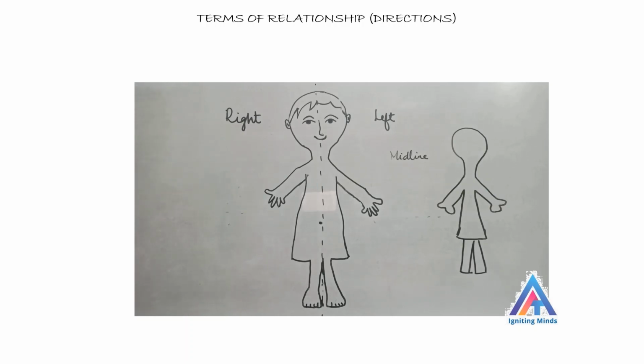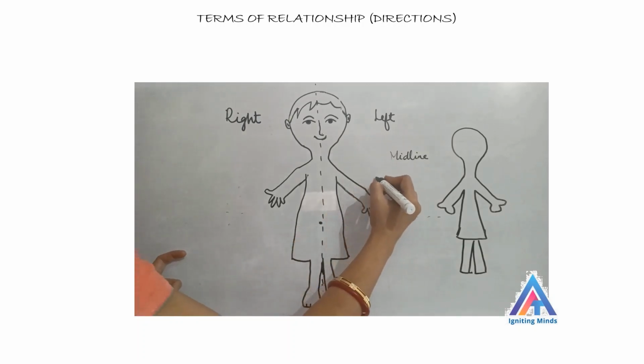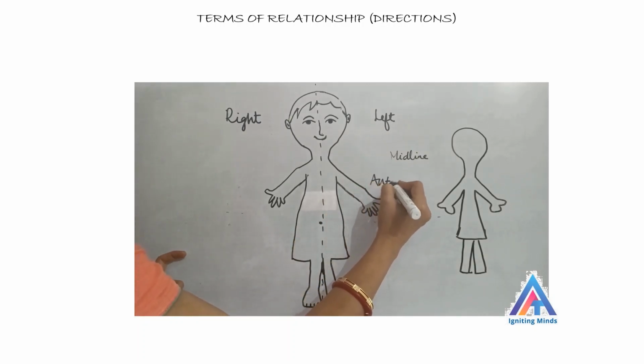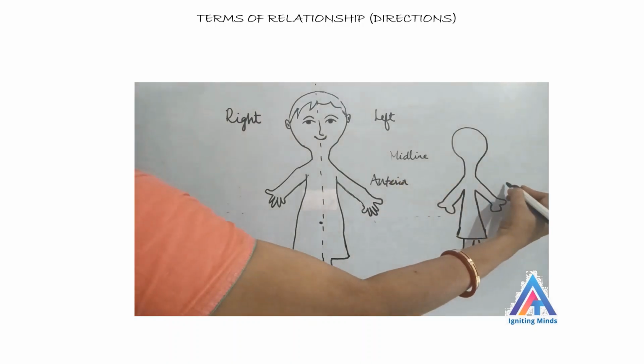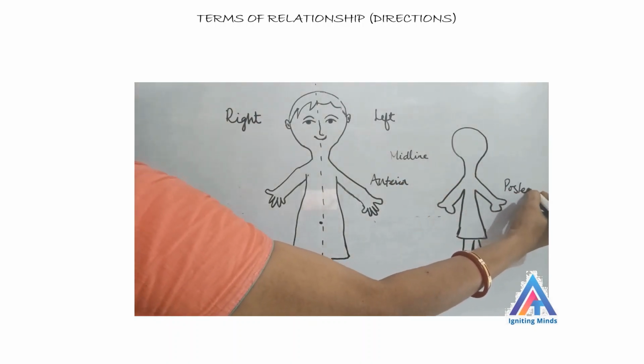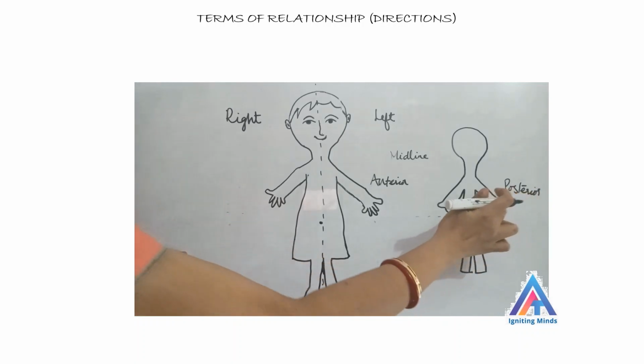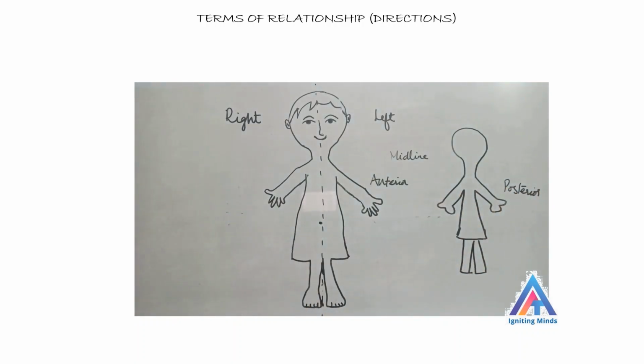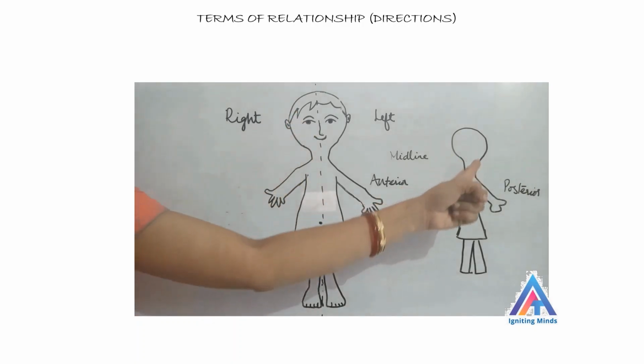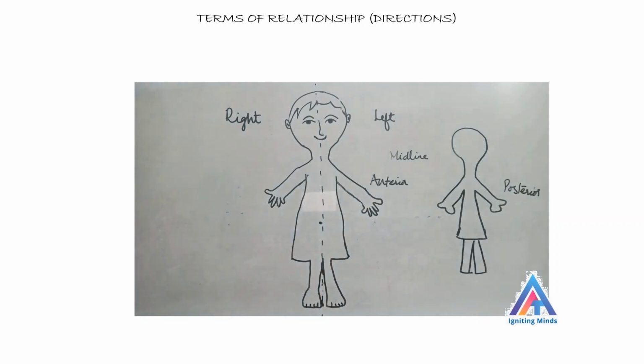Okay. The next direction is anterior or ventral and posterior or dorsal. Always remember A comes before P. So anterior means the front of the body and posterior means back of the body. What do you have in the anterior part? Chest, abdomen, eyes, nose, and posteriorly you have the spine. Another example, anterior you have your toes, posterior is your ankle.